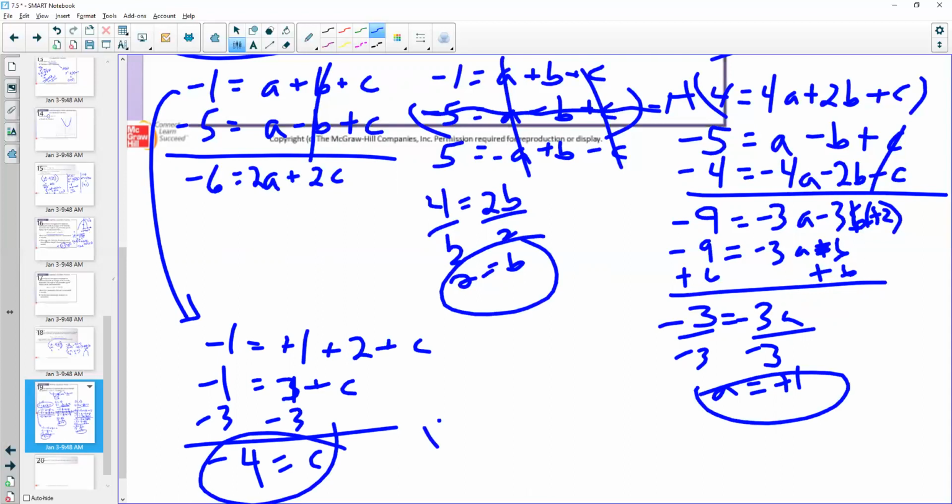So now I know that guy, and that guy. So my equation through those points is 1x squared plus 2x minus 4. It's a lot of work to get there.